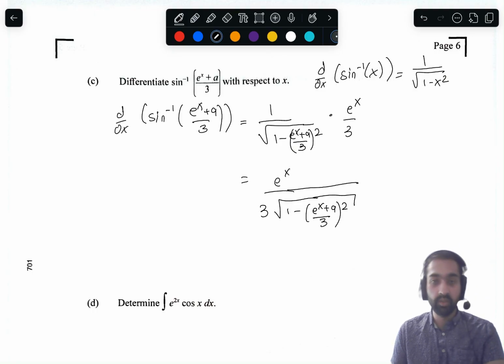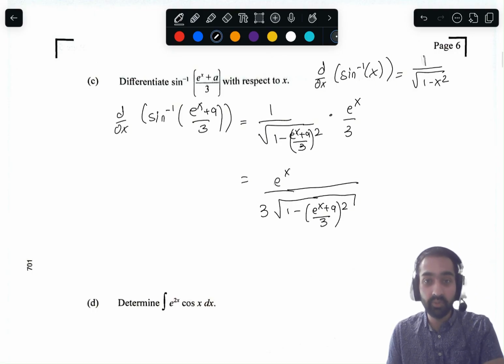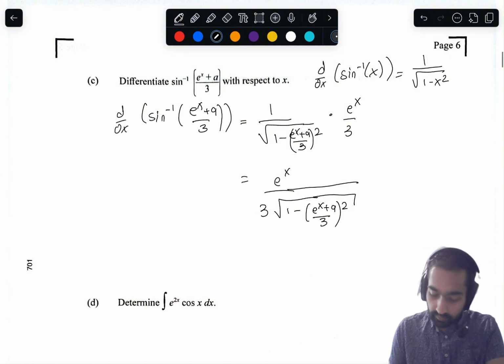And that's it. So, I mean, for this question, the two things you need to remember: One is, what's the derivative of sine inverse x? And then how do I use the chain rule?